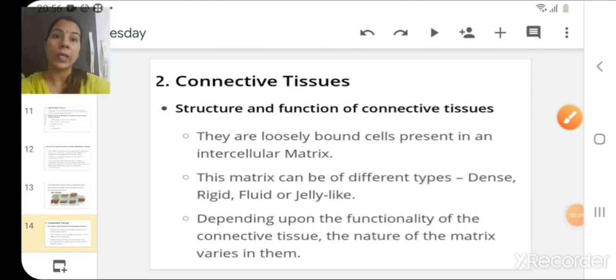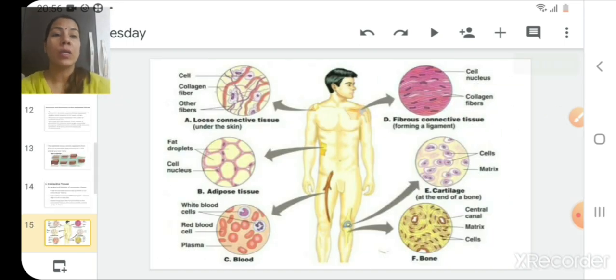Now we will discuss connective tissue. Children, as its name suggests, this type of tissue connects the various body parts. The structure and function of connective tissue is of various types. So let us begin with the types. Focus on this slide. Here you will see that there are many types of connective tissues: loose connective tissue which is present under the skin, adipose tissues, blood tissues, bones, cartilages and fibrous connective tissues. These are different types of connective tissues present in our body, and these tissues connect the various parts of the body in our system.